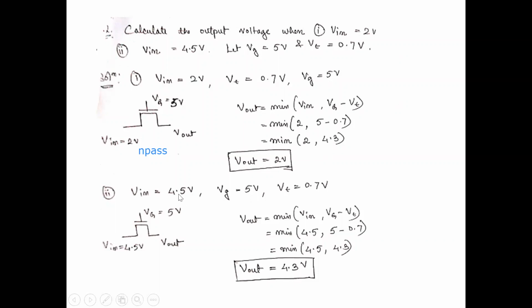For the next case, when V in is 4.5, again the same thing. Vg is 5, Vt is 0.7 volt. V out is the minimum of V in, Vg minus Vt. V in is 4.5, Vg is 5, Vt is 0.7. So it is 4.5 and 4.3, and the minimum is 4.3. So now the voltage is 4.3. See here, the input voltage given was 4.5, but the output voltage we get is 4.3. Lower voltages will follow, but higher voltages never come through, so it is not reliable.